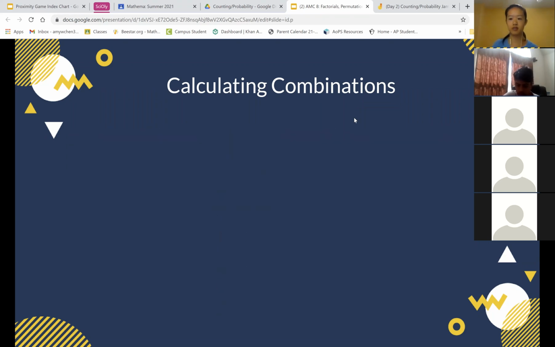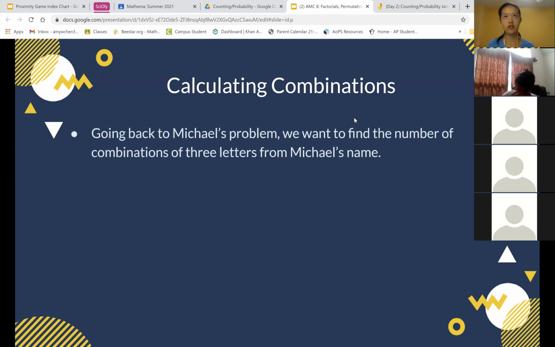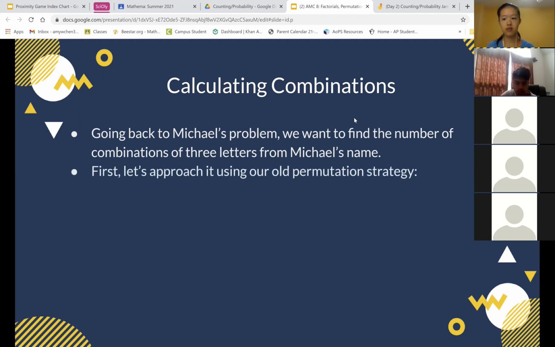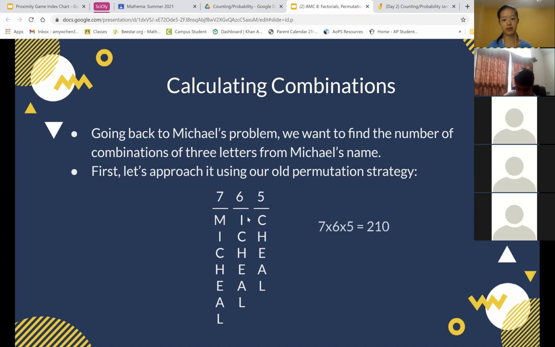So going back to Michael's question, he wants to find how many combinations of 3 letters we can choose from his name, where the order of the letters does not matter. And so what we can do is first approach this problem from a permutation perspective. Normally, if we were just choosing 3 letters, first he would have 7 letters to choose from, and then he would have 6 letters and 5 letters. So that would just be 7 times 6 times 5, and that is 210.